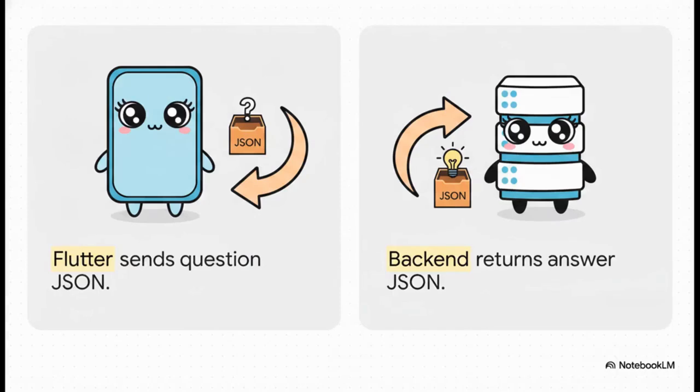So, how do they talk to each other? Behind the scenes, your mobile app and the backend communicate using JSON. It's a lightweight, standardized text format. Think of JSON as a universal language that both your app and the server speak fluently. Flutter packages the student's question into a JSON object, say a question asking to explain a CNN, and fires it over to FastAPI. FastAPI processes it through the AI, grabs the result, and packages the answer back into JSON format to send down to the phone. The student just sees a seamless chat interface, but this lightweight, continuous data exchange is what makes the whole thing tick.